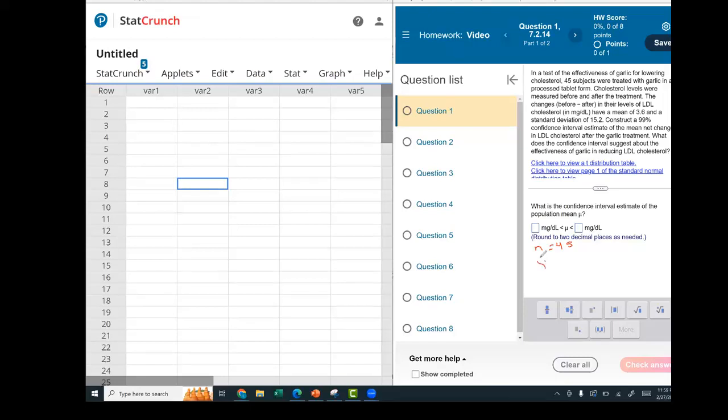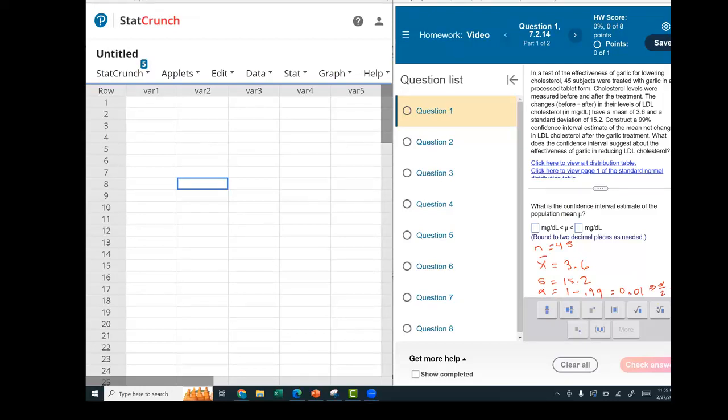It's a sample mean. So that's going to be equal to 3.6. And the standard deviation of the sample, that's small s, is equal to 15.2. And then we want to construct a confidence interval, so we have alpha equal to 1 minus 0.99, which equals 0.01, and alpha over 2 is equal to 0.005.